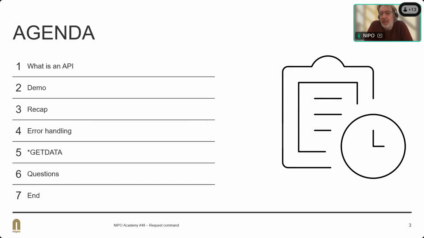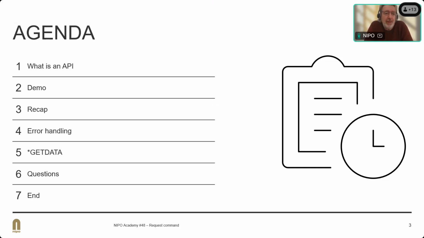Now, the agenda of today. I will very shortly talk about what an API exactly is. The request command connects to an external source by means of an API, and from some of the questions we have been having, we've seen that there is some confusion about what an API exactly is, so we will take a short look at that. Then we'll have a demo. In the demo, I will also start with explaining a bit how an API works, and then we'll dive into how that is implemented in Enfield.